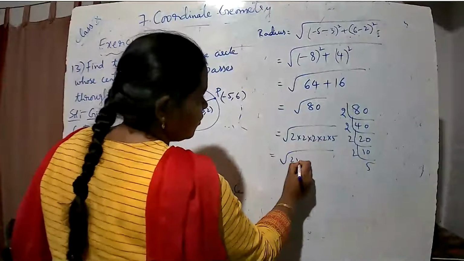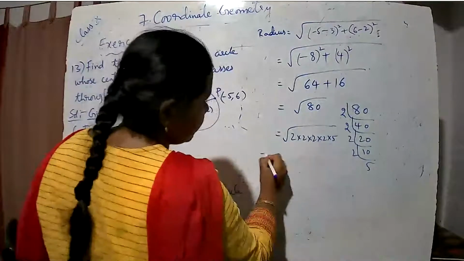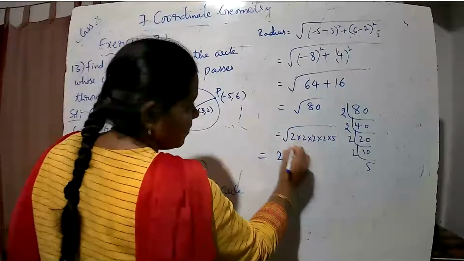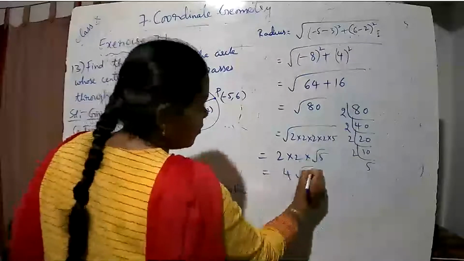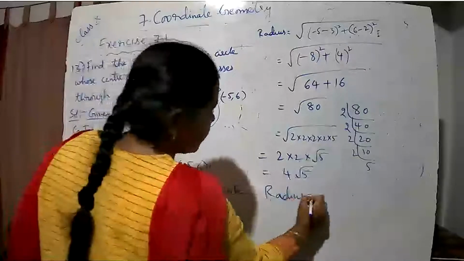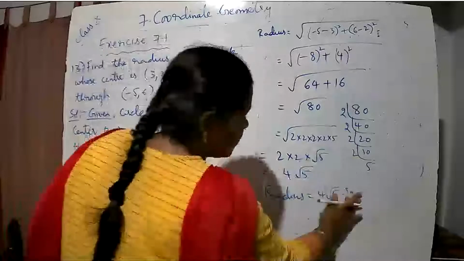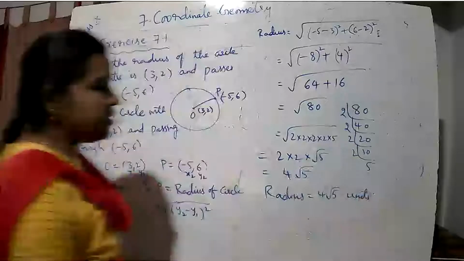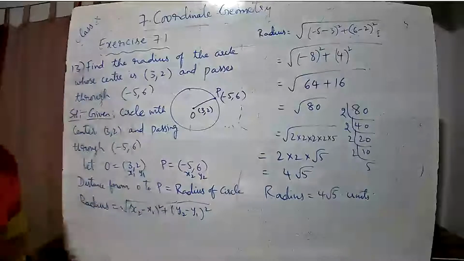So this is nothing but 2 into 2. We know how to find the square root. Among 4 squares, I should bring 2 squares out into root 5. 2 2s are 4 root 5. So radius is equal to 4 root 5 units. Sorry, not square units, 4 root 5 units. Square is applied only for area, because he has given us find the radius. Just write units.